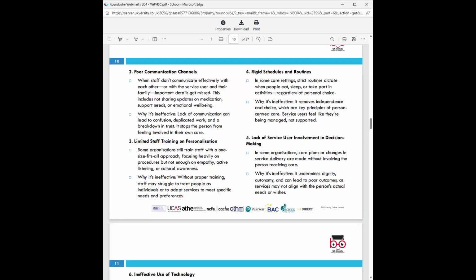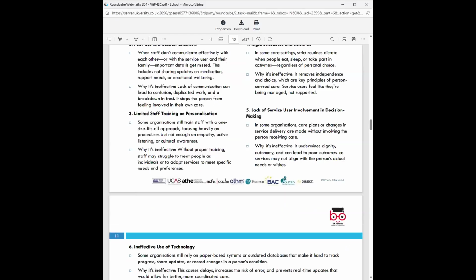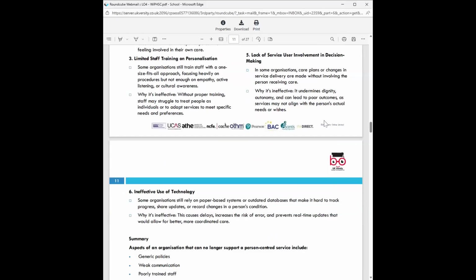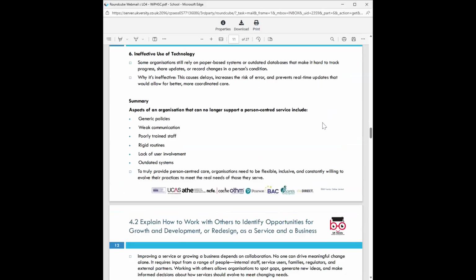Limited staff training on personalization. A one-size-fits-all approach, not focusing on the fact that everyone is different, is ineffective. You need proper training for your staff. Rigid schedules and routines. In some places you've got strict routines. You need to make sure that you have key principles in place because it's ineffective. Lack of service user involvement in decision making: making sure the care plans are person-centered towards that individual, making sure there are outcomes for that individual rather than not getting them involved.